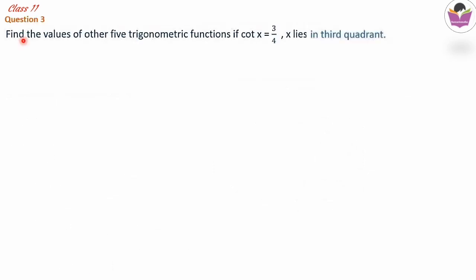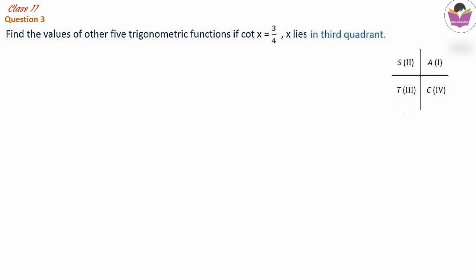Next we shall discuss question number 3. Find the values of other 5 trigonometric functions if cot x is equal to 3 by 4, x lies in the third quadrant. Here cot x value is given to us, 3 by 4, and we are asked to find out the remaining 5 trigonometric functions values, and the given condition is x lies in the third quadrant.